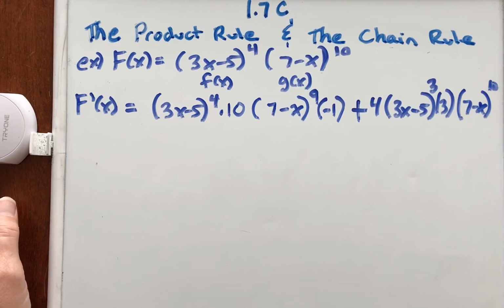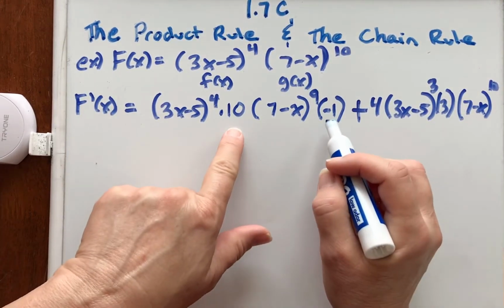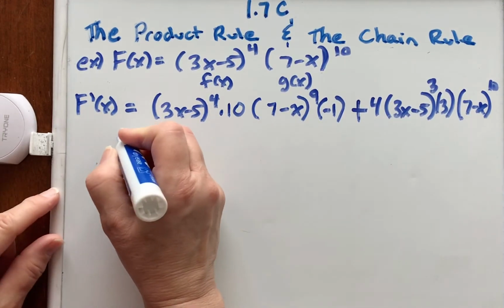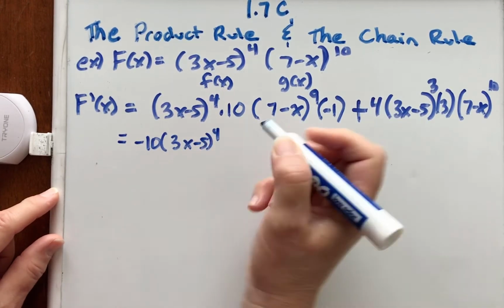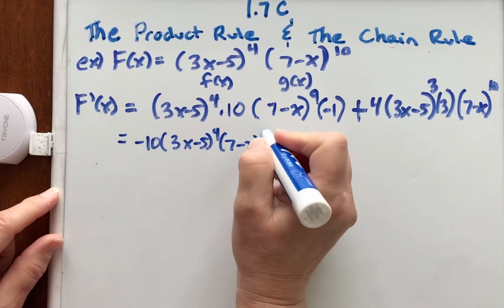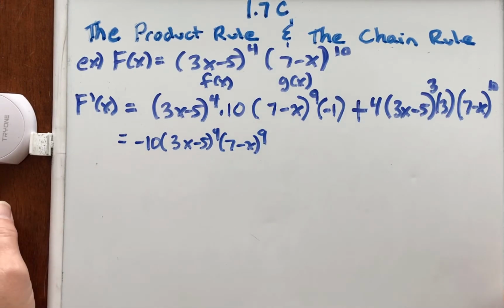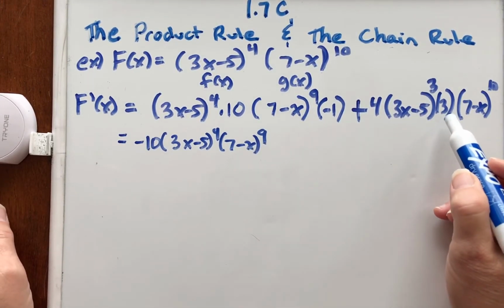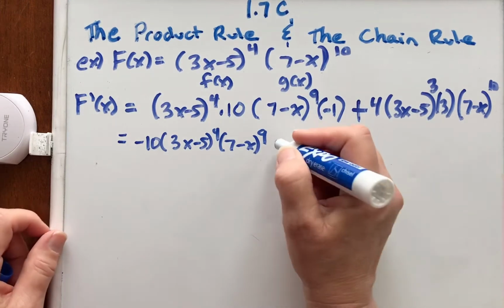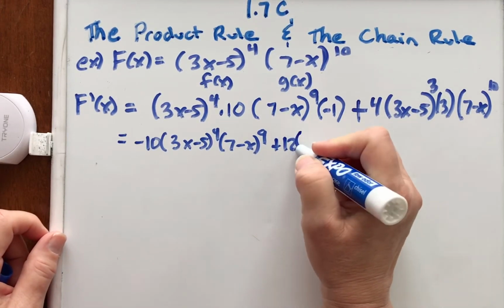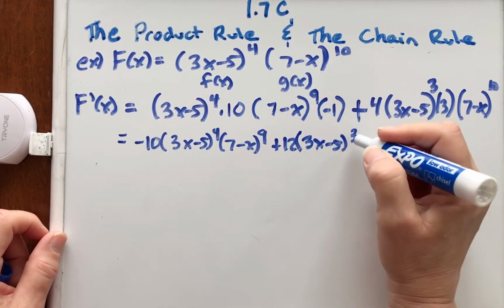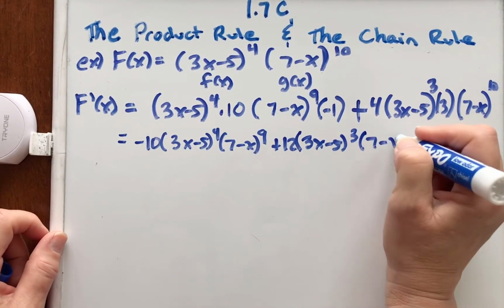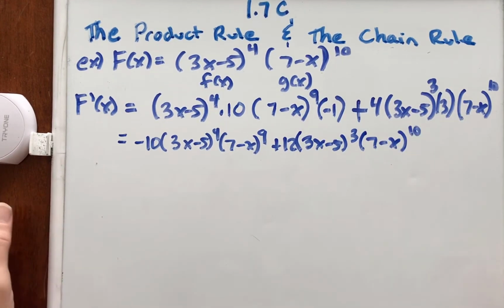Okay, so this looks kind of messy, right? Let's clean it up a little bit. I'm going to multiply these two constants right here and bring it out in the front. Negative 10, (3x minus 5) to the 4th, (7 minus x) to the 9th. Okay? And then I'm going to bring these constants out and multiply them. 3 times 4 is 12. And we have (3x minus 5) cubed times (7 minus x) to the 10th power.